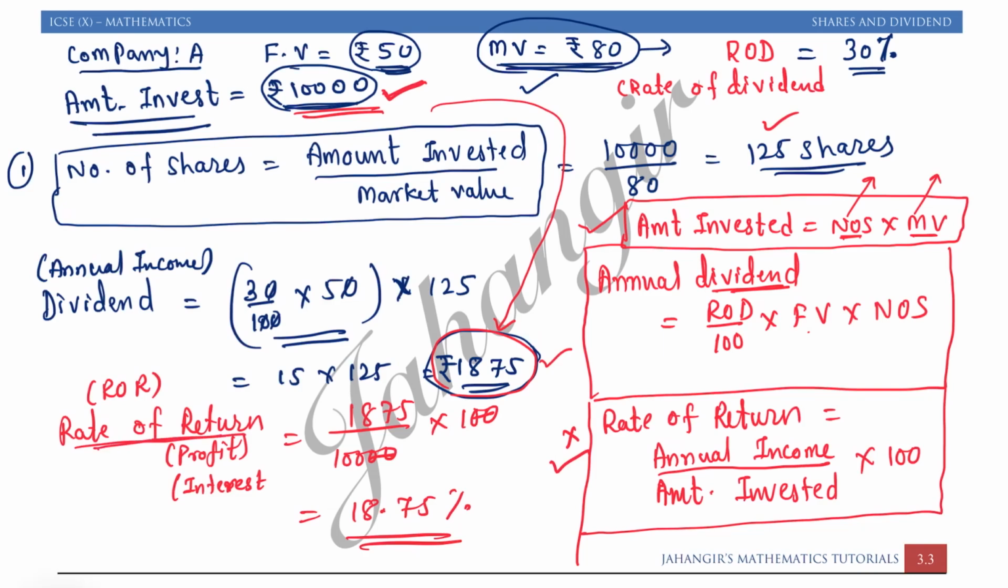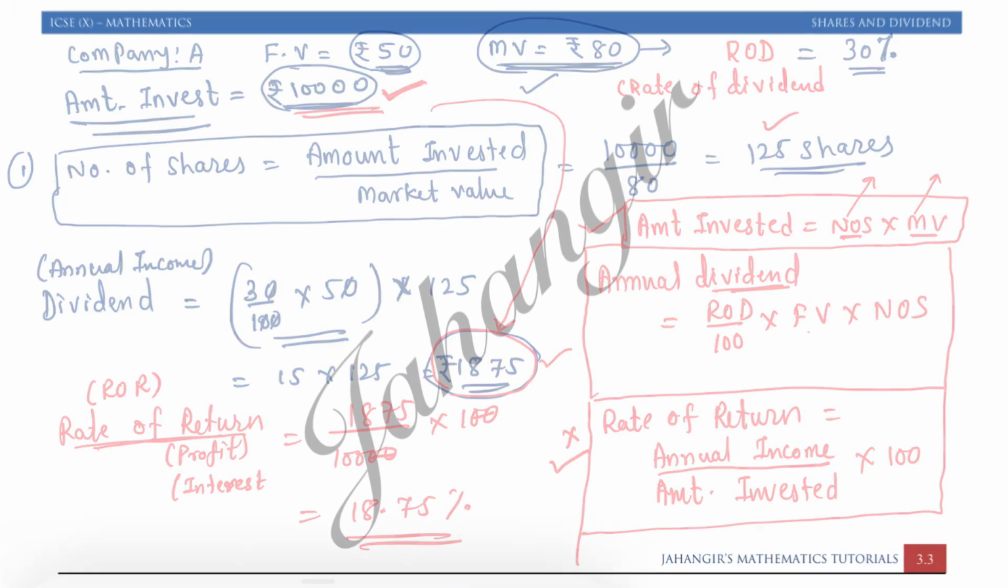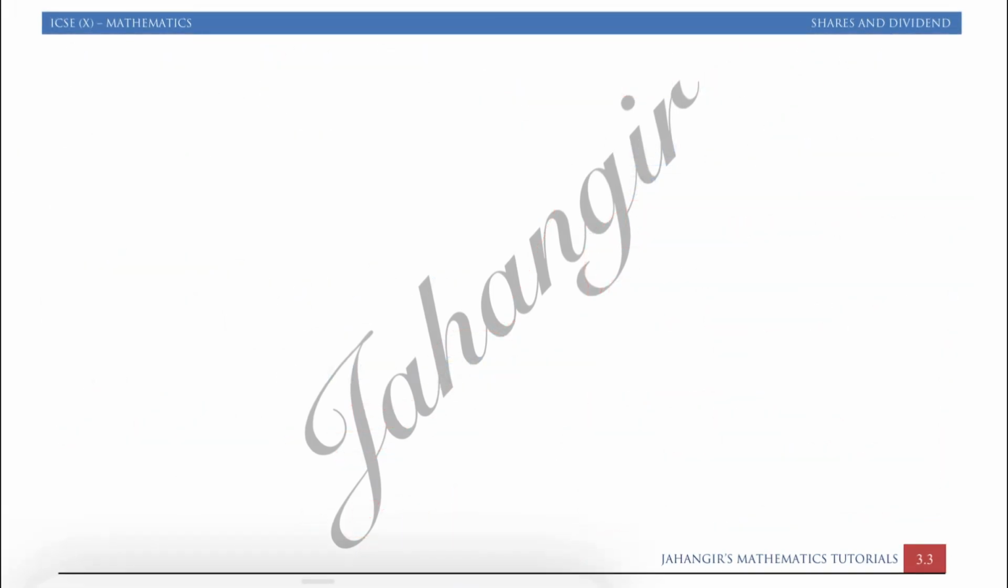So rate of return we can find by annual income upon amount invested into 100, but this rate of return we can find in another way also. That way I will explain to you. Now let us understand that in detail. The rate of return we will understand in detail.